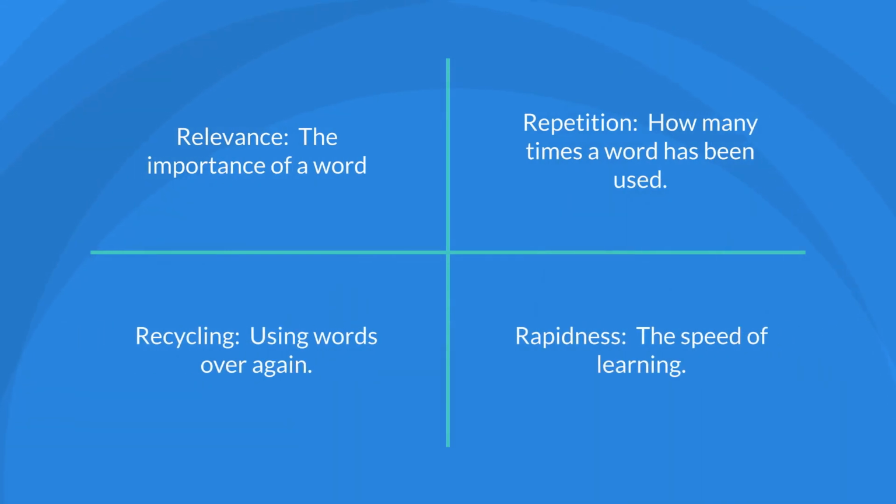Relevance, the importance of a word. Repetition, how many times a word has been used. Recycling, using words over again. Rapidness, the speed of learning.